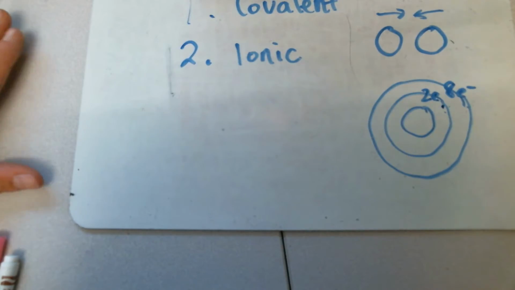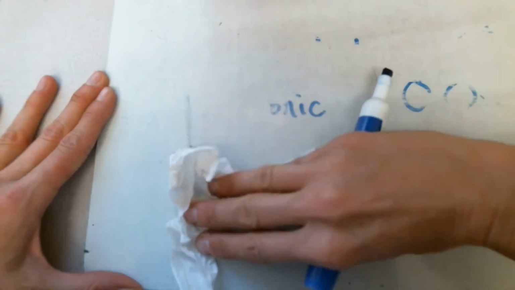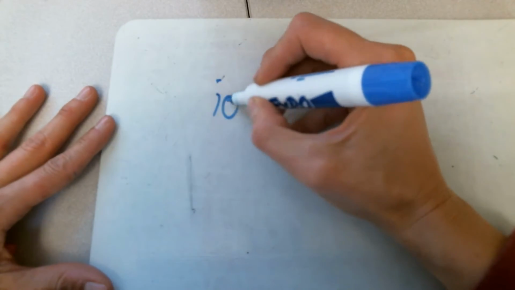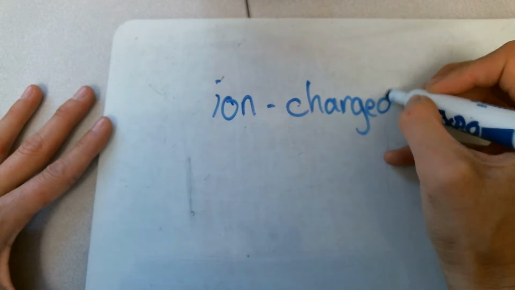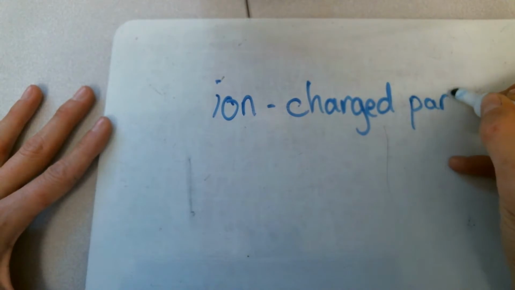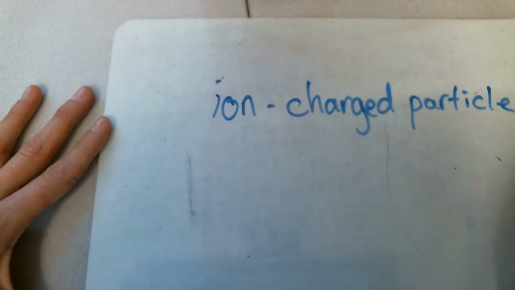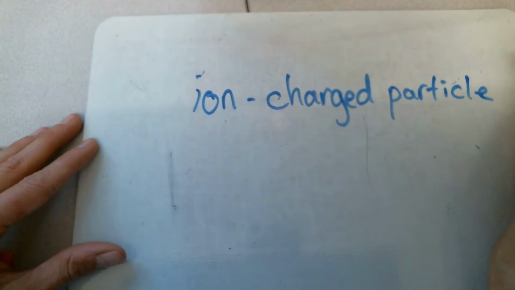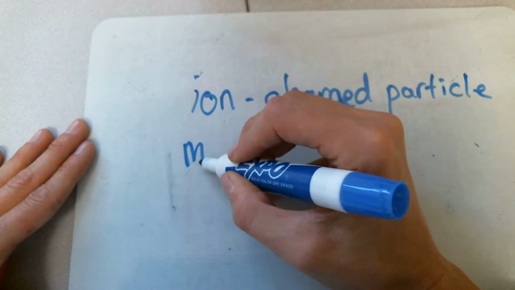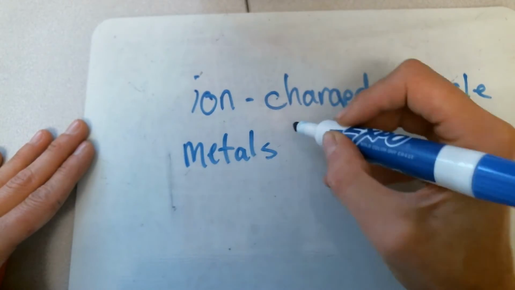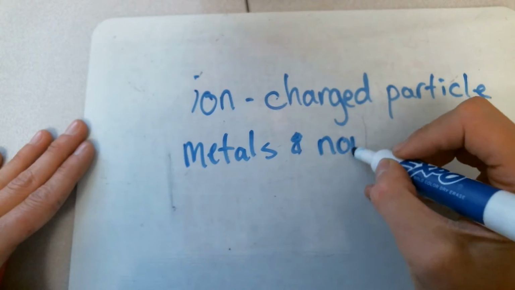So today we're going to focus on ionic bonding. So let's start by talking about what an ion is. An ion is a charged atom, or let's say a charged particle, because it's not really an atom anymore. So an ion is a charged particle. And what happens is we have ions of metals and nonmetals that like to come together.